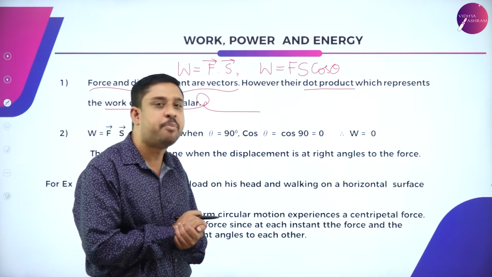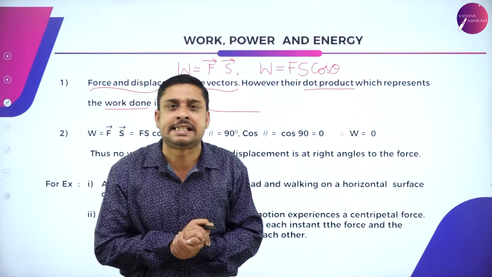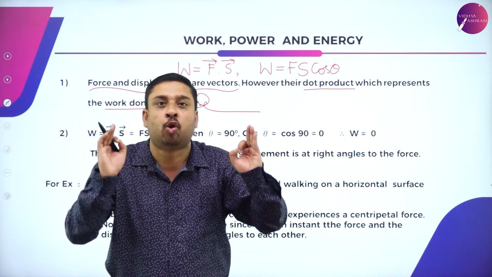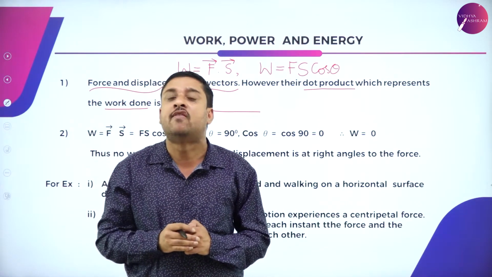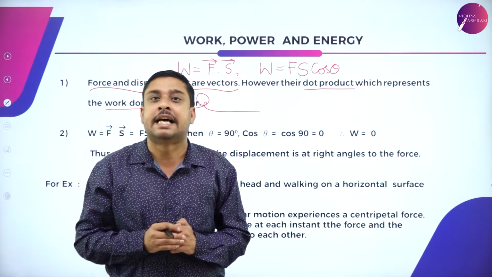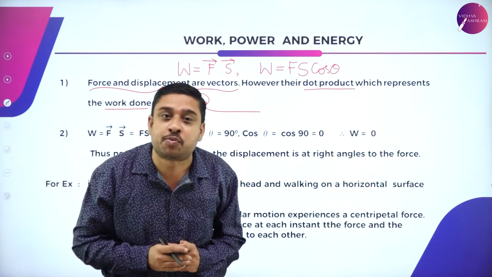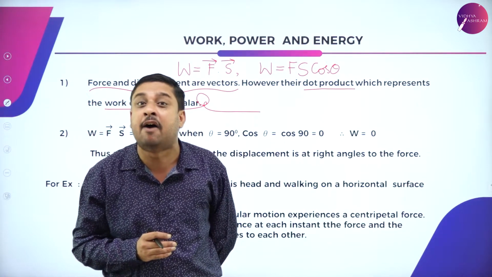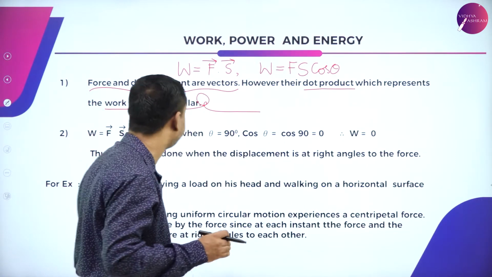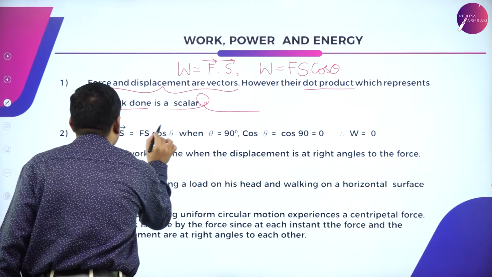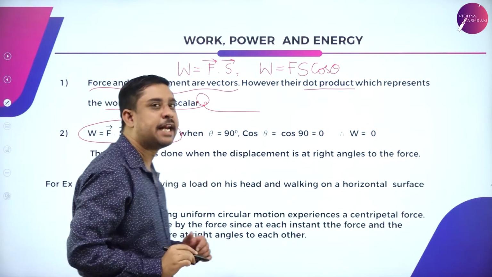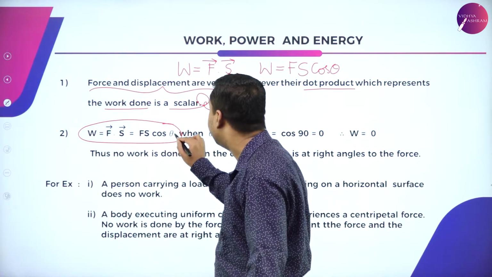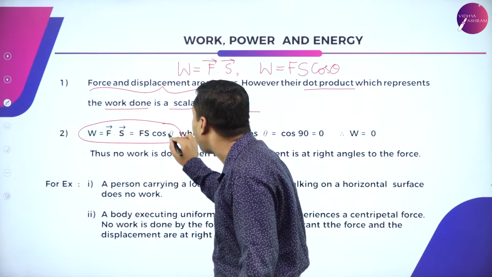So point 1 to remember here, the result of the dot product of two vectors is always a scalar. The result of the cross product of two vectors is always a vector. Now, again, W is vector F dot vector S. On expansion, it is F S cos theta.